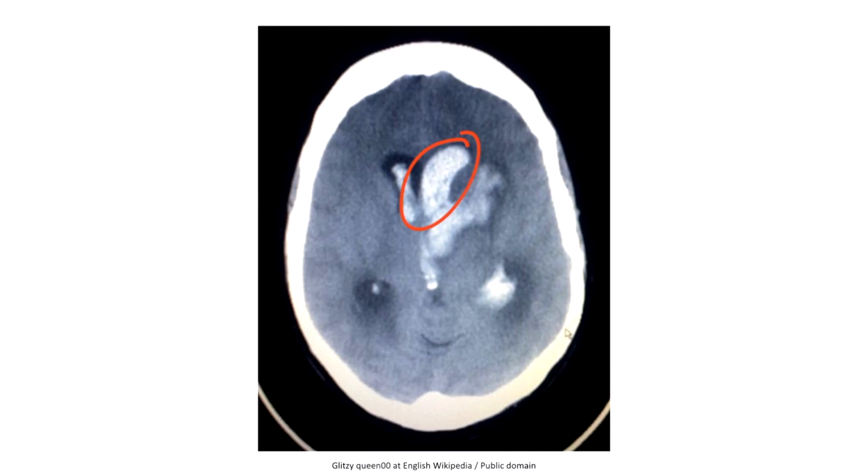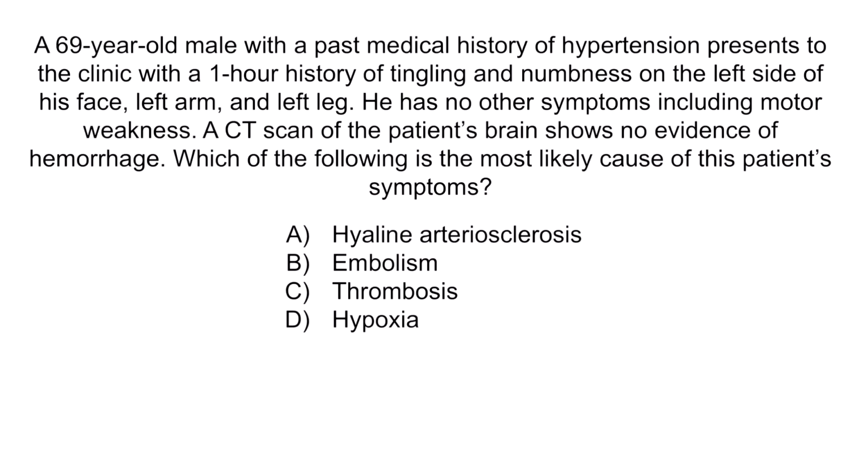All right, now that we've covered the information, let's review with a question. A 69-year-old male with a past medical history of hypertension presents to the clinic with a 1-hour history of tingling and numbness on the left side of his face, left arm, and left leg. He has no other symptoms, including motor weakness. A CT scan of the patient's brain shows no evidence of hemorrhage. Which of the following is the most likely cause of this patient's symptoms?